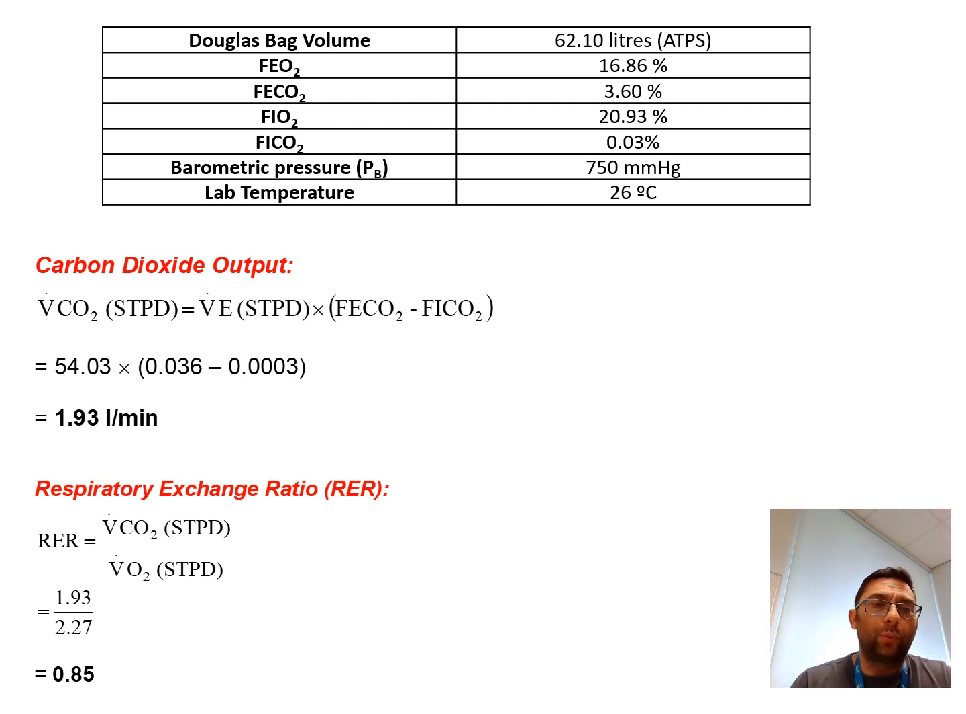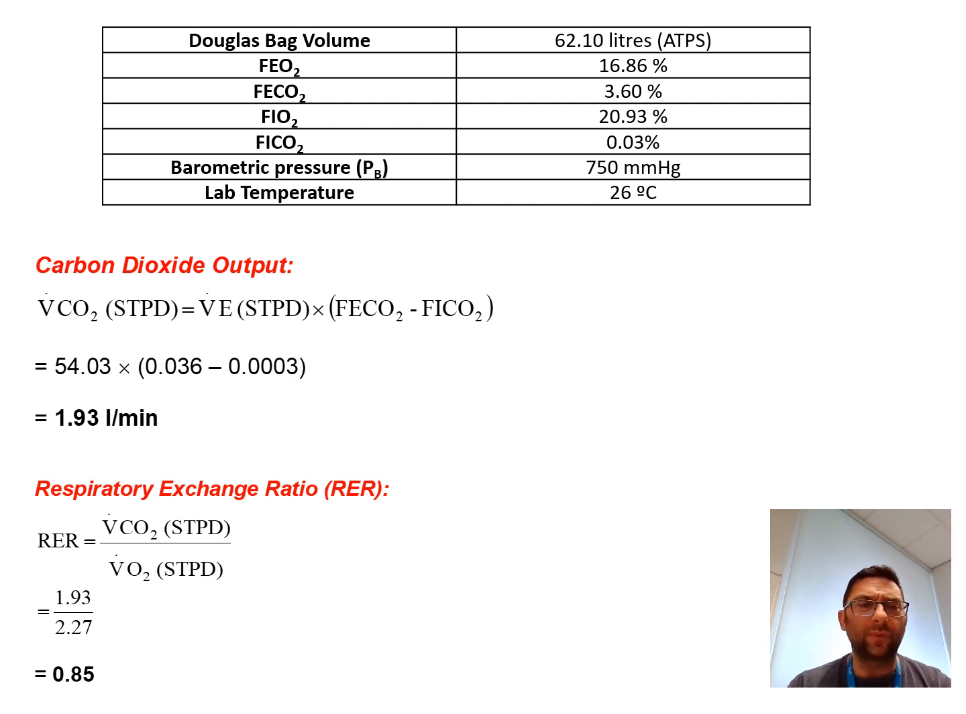So 54.03 multiplied by that is 1.93 litres per minute. Again, that's an absolute value. So 1.93 litres per minute of carbon dioxide were produced during this particular stage of the test. I probably should have said at the start, the values I'm using were taken from an incremental ramp test on the treadmill.